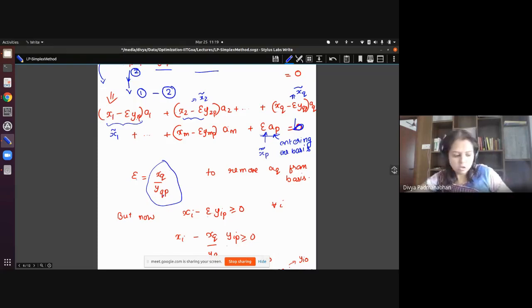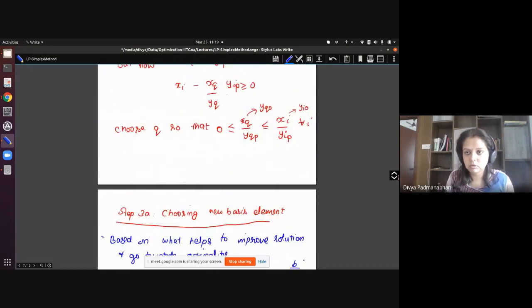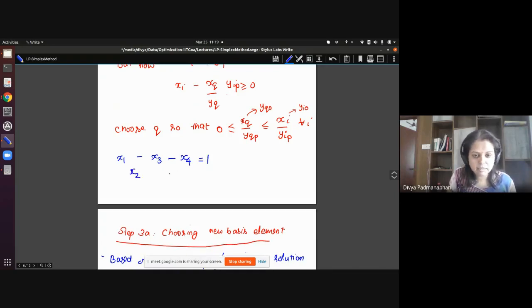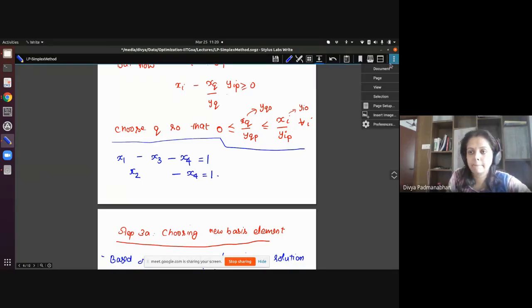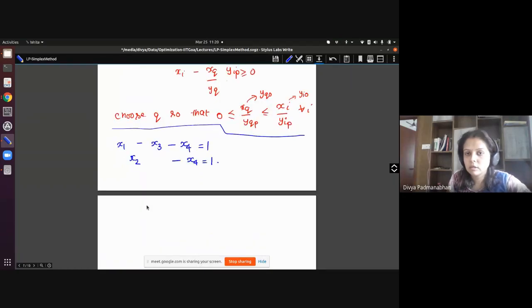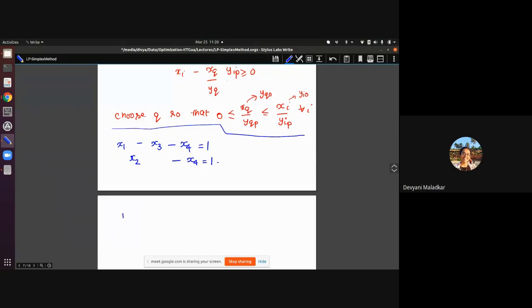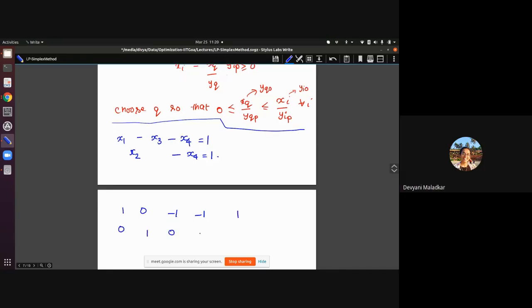Okay, so I want you to try one example here. Let us just see this. Suppose x1 minus x3 minus x4 equals 1, and another part is x2 minus x4 equals 1. Suppose this is the example that I have. And the tableau will be what? Can somebody tell me the tableau? Okay, the time is running, so you have to tell me quickly. Zero, minus one, minus one, one, one. Zero, minus one, minus one, one, one. And then zero, one, zero, minus one, one.